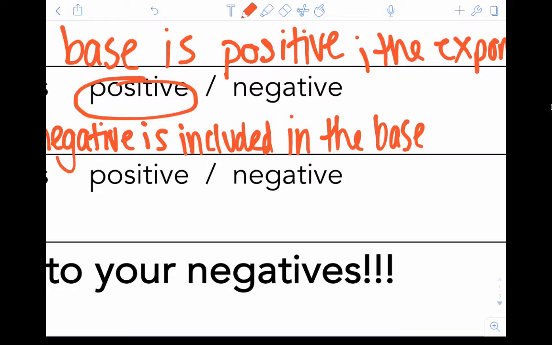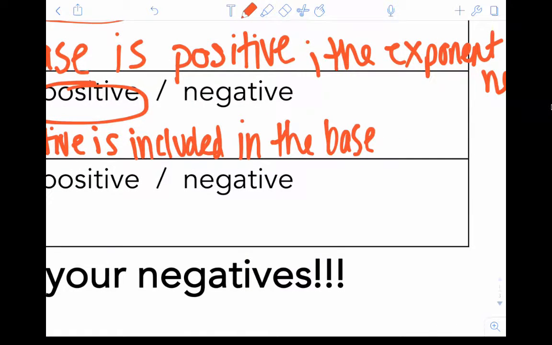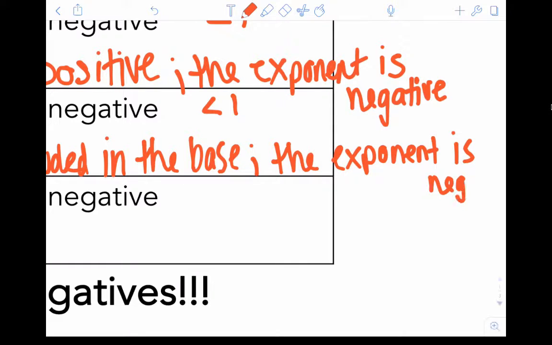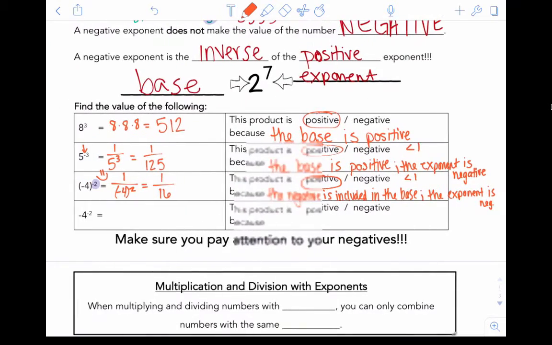Now, is this less than 1 or greater than 1? Well, this one is less than 1, and that's because the exponent is negative. All right, moving on to the next one.